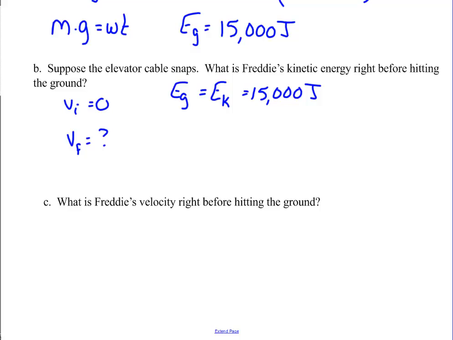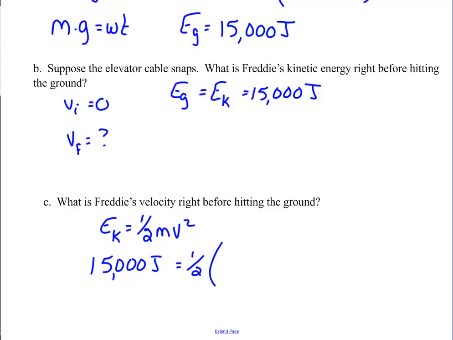How does that help us? Well, that helps in solving part C, because in part C we want to find out, okay, great, how fast is he going just before he hits the ground? Well, kinetic energy involves velocity, so we can use our knowledge of kinetic energy and the equation to find out his velocity. So kinetic energy, again, is 1/2 mass times velocity squared. So we have 15,000 joules is his kinetic energy.